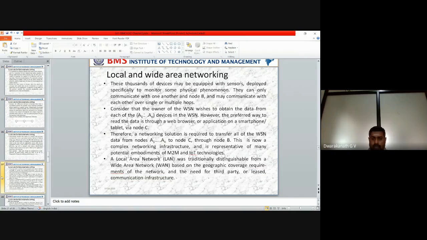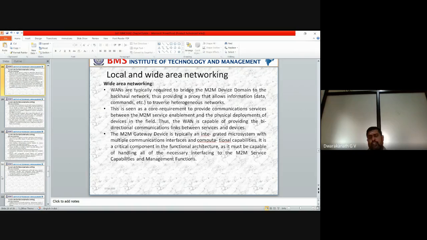Now coming to the next slide. First, we'll discuss wide area networking. What actually is wide area networking, and what role will it play in M2M projects or IoT projects? WANs are typically required to bridge the M2M devices domain to the wider network, thus providing a proxy that allows information, data, commands, etc. to traverse heterogeneous networks.